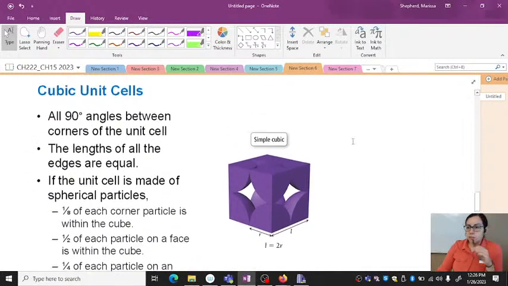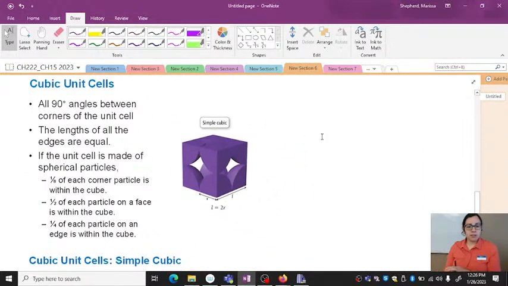And so let's look at this picture for cubic unit cells. So again, you have one whole atom in there, but you only have, right, 1/8 of each little corner particle.